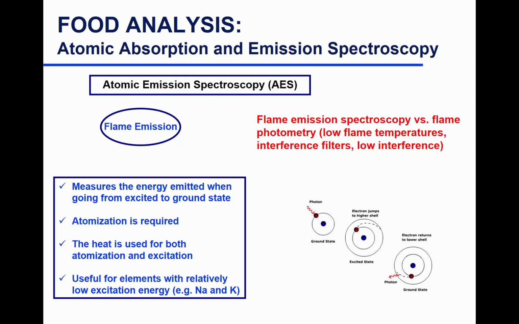Again, in flame emission, you have the same principle. You need to atomize. This is a must. Atomization is required, and once in the atom state, the actual heat of the flame can cause excitation. There are two forms: flame emission spectroscopy, and flame photometry. When you hear flame photometry, you know you don't have a monochromator in your detector. You have a filter, so basically the light gets filtered rather than dispersed by a grating.